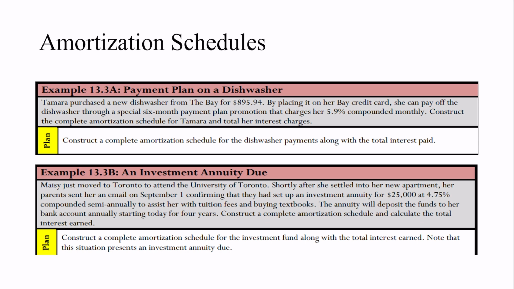Messi. Messi just moved to Toronto to attend the University of Toronto. Shortly after she settled into her new apartment, her parents sent her an email on September 1st confirming that they had set up an investment annuity for $25,000 at 4.75% compounded semi-annually to assist her with the tuition fee and buying textbooks. The annuity will deposit the fund to her bank account annually starting today for 4 years. Construct a complete amortization schedule, and calculate the total interest earned.